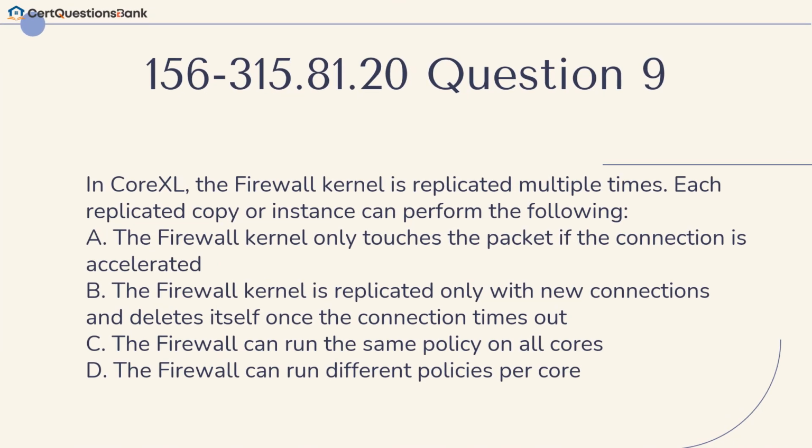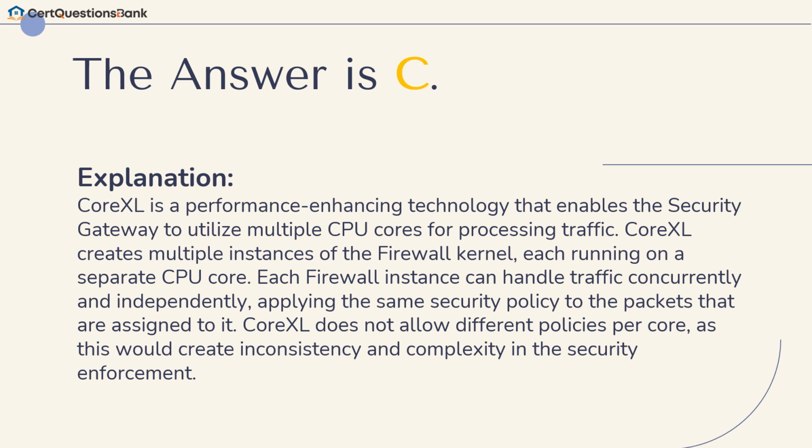In CoreXL, the firewall kernel is replicated multiple times. Each replicated copy or instance can perform the following. A. The firewall kernel only touches the packet if the connection is accelerated. B. The firewall kernel is replicated only with new connections and deletes itself once the connection times out. C. The firewall can run the same policy on all cores. D. The firewall can run different policies per core. The answer is C.